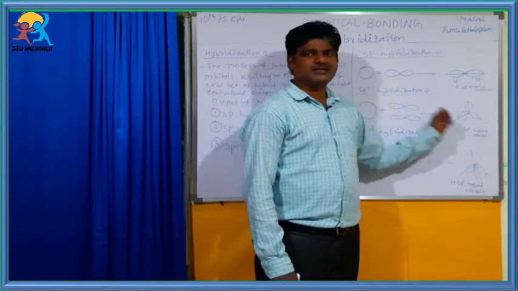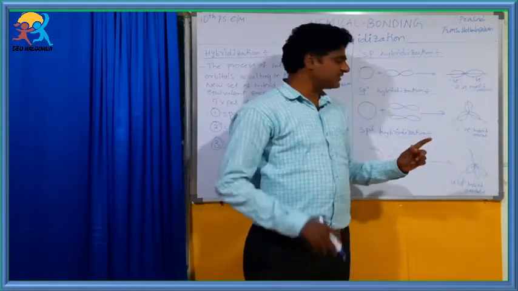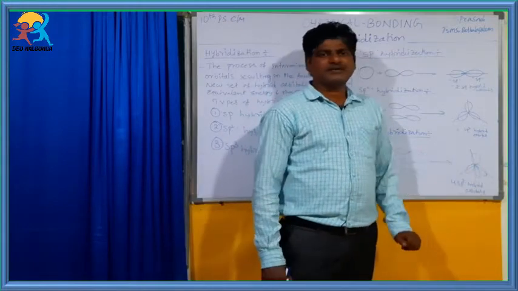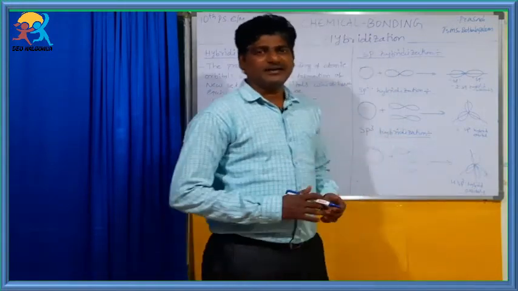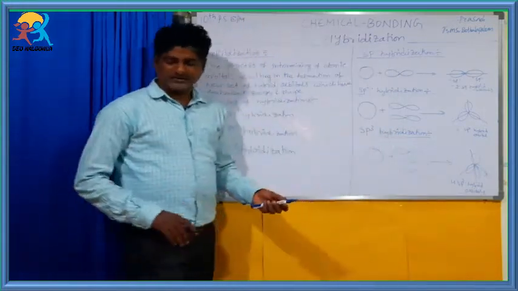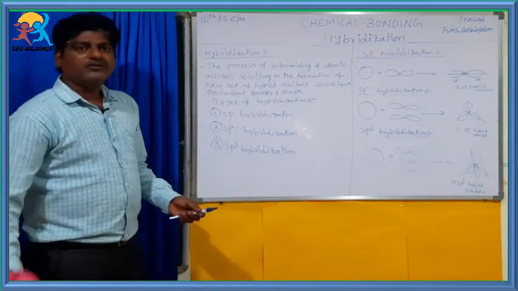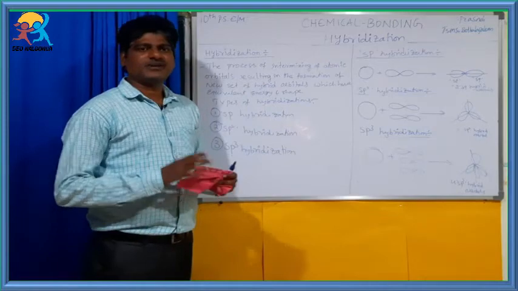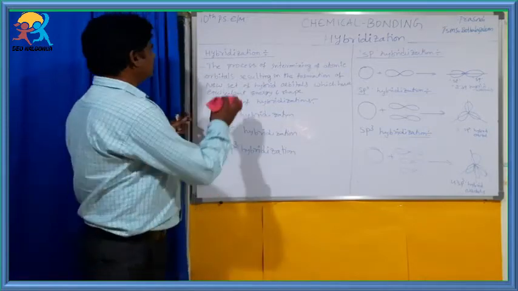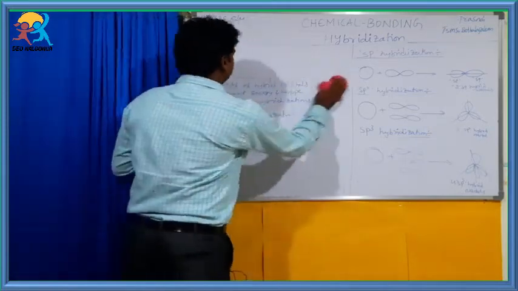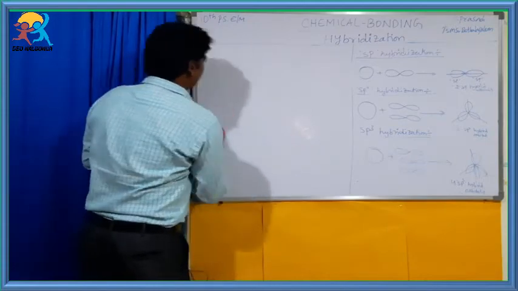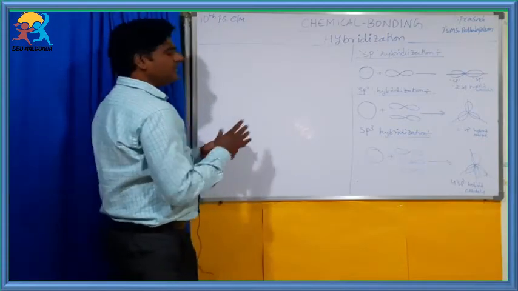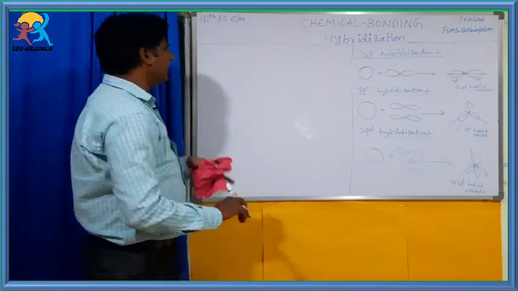sp2 hybrid orbitals are arranged in the trigonal planar shape. sp3 hybrid orbitals are arranged in the tetrahedral manner. So now we have to discuss each hybridization with one example. First of all, I am taking sp hybridization with the example of formation of the BeCl2 molecule.